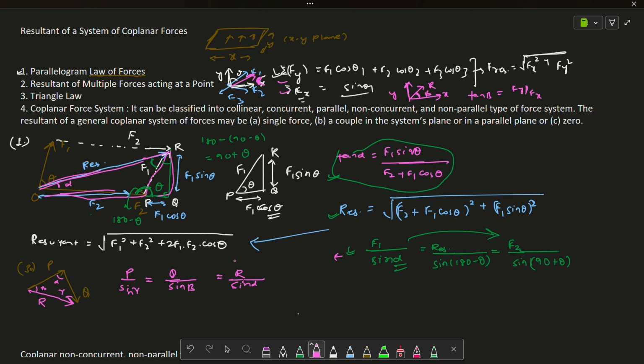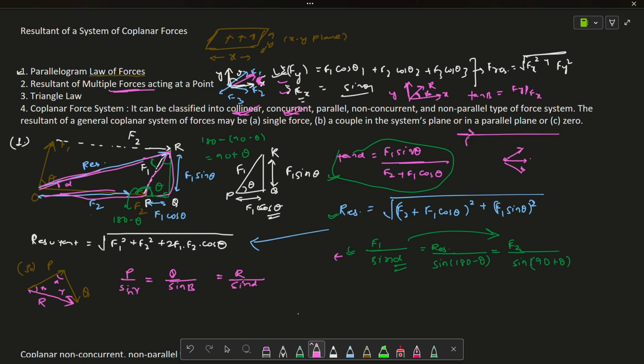Now the fourth point is coplanar forces. In coplanar forces, three cases come: first one is collinear, then concurrent, and parallel. The concurrent case is the same as this, the resultant of multiple forces acting at a point. That means a single point is there and multiple forces are acting, like F1, F2, F3. So this will be the same as the resultant of multiple forces case. That's already discussed, so it's done, and we will see collinear.